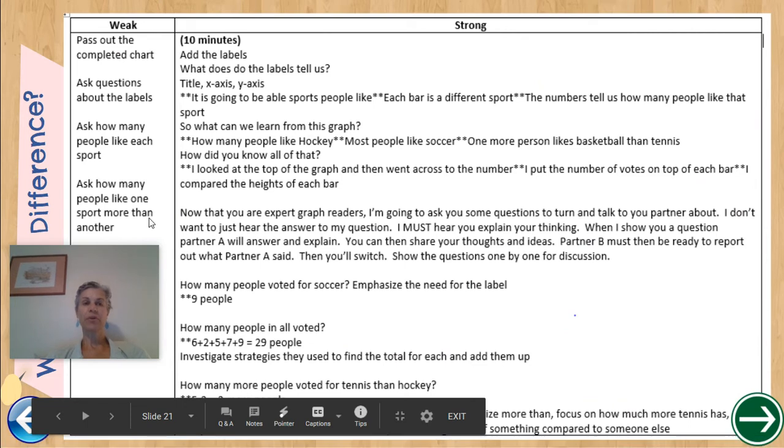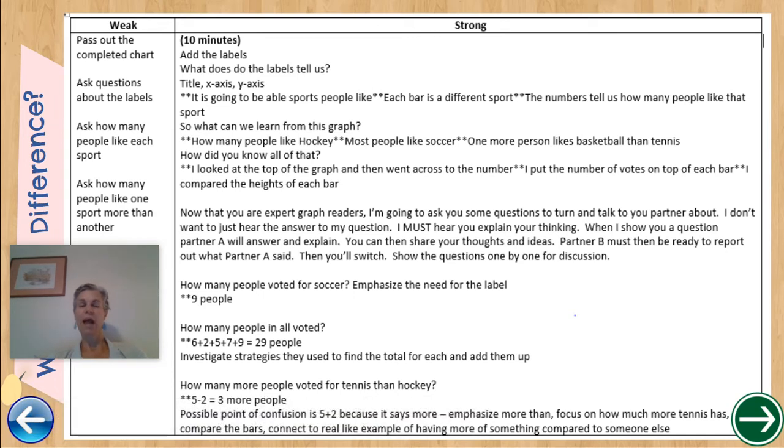So in this example, you could see you have the weaker one that you want to develop. They pass out this completed chart. They're asking questions just about the labels. They're asking how many people like it. What you see here is just a list of the teacher's steps. You don't see what they're thinking, what they're expecting from the students. You don't see how they're involving them. It's almost like just a checklist for students. Especially as you're starting out, you want to really plan in detail.